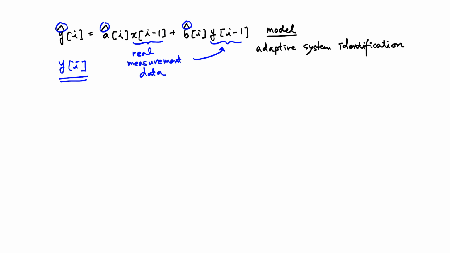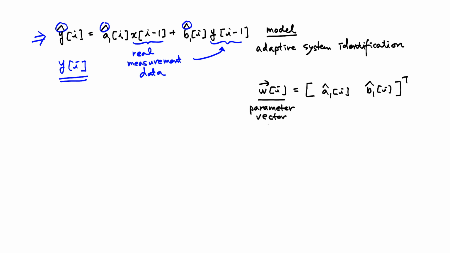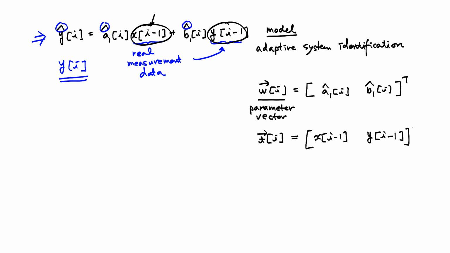I want to represent this equation compactly using vectors. In this case, we define our parameter vector w of i like this: a sub 1 of i hat and b sub 1 of i hat, transpose. This is our w vector or parameter vector. And we can also define our data vector t of i, which is this one here and this one. So it will be x of i minus 1 and y of i minus 1, transpose.